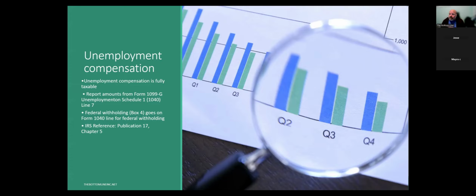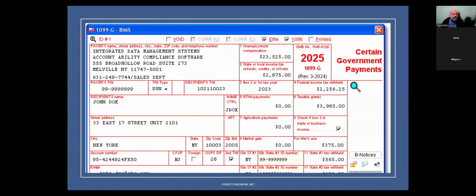So again, you can read more. We're in chapter 5 in our Pub 17. We're just kind of moving through the Pub 17. Publication 17 on all of these items goes into further discussion. So here's a 1099-G. It's a fake one because it's for 2025 and they're not out yet.